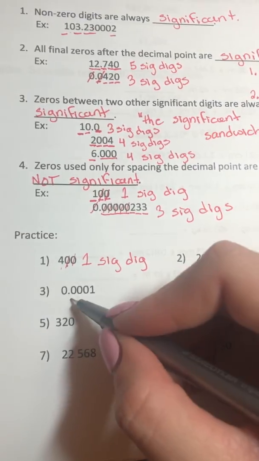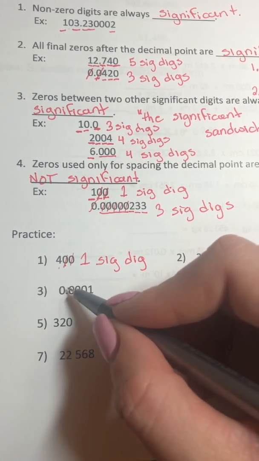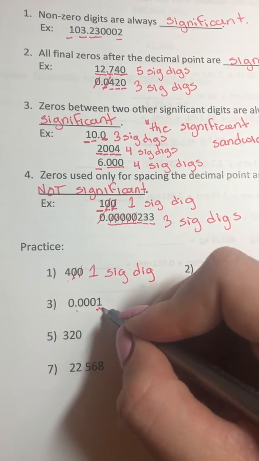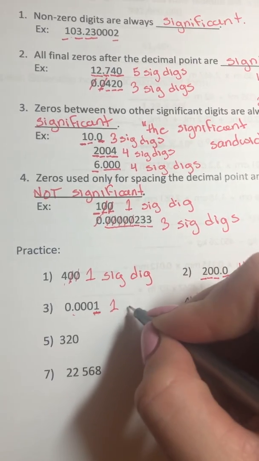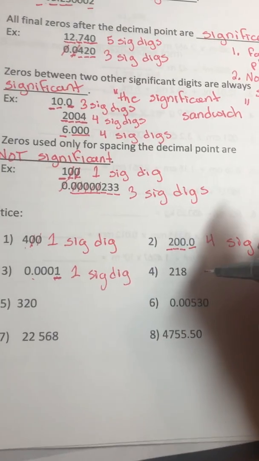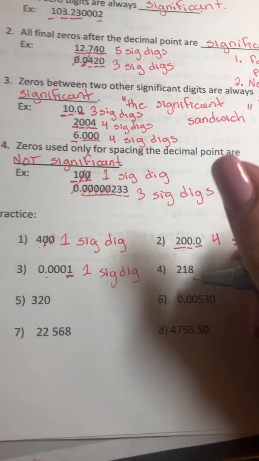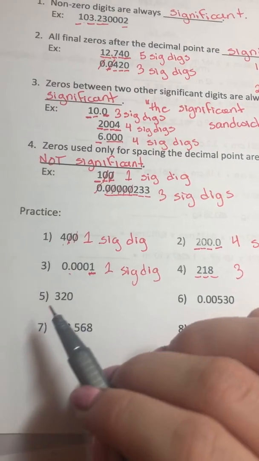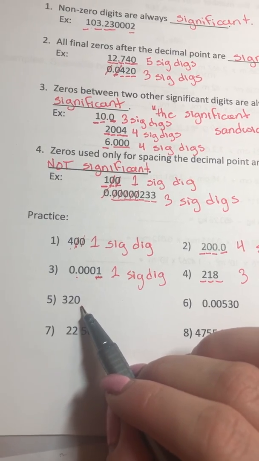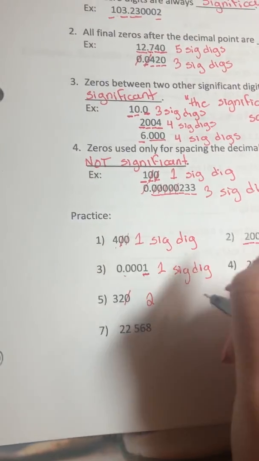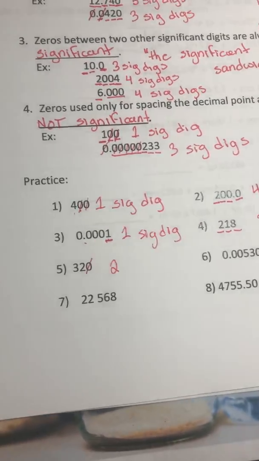For this one, these zeros fall in the decimal place, but there's not a non-zero digit in front of them. So my only significant digit here is the 1. I have 1 sig dig. Here, they're all non-zero digits, so all of them are significant. I have 3 there. Here, there's no decimal point, so this 0 is not significant. Therefore, I only have 2 sig digs.